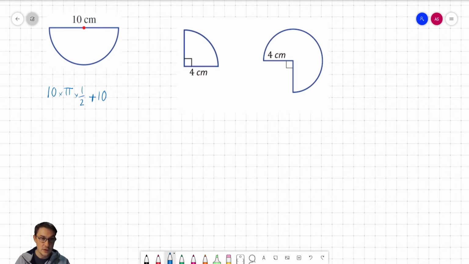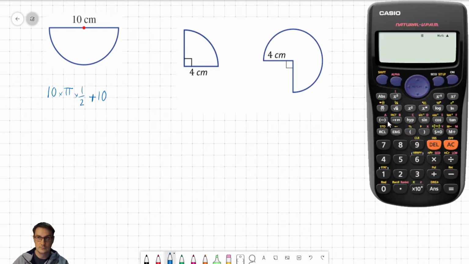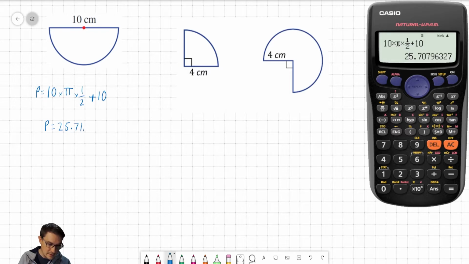And so we'll get our calculator out and type this in. It's going to be 10 times pi times 1 over 2, and then we add the extra side length to it. Overall, this is giving us the perimeter, because that's what we're finding here, since we're dealing with more than just the outside of a circle. And it's going to be 25.71 centimeters. Okay, so this is the first example.